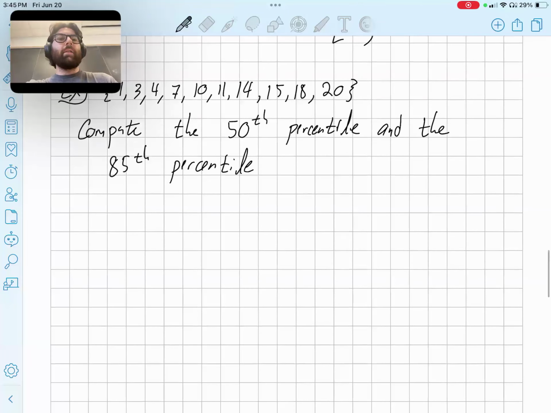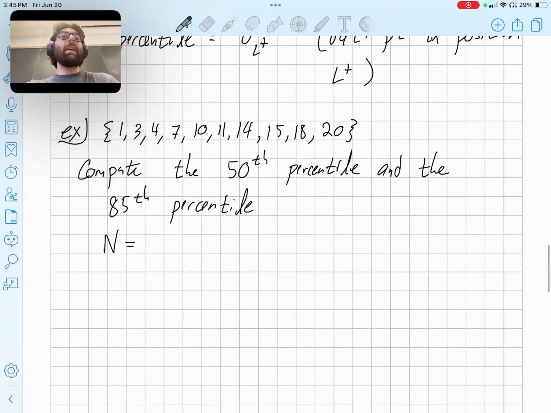Okay, so first we need to know our N. How many data points do we have? Well, let's count them. 1, 2, 3, 4, 5, 6, 7, 8, 9, 10 data points. So N equals 10.